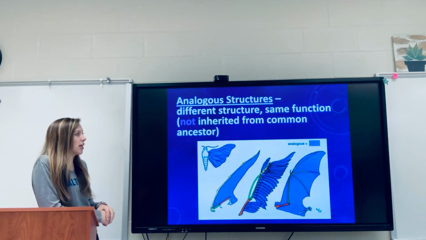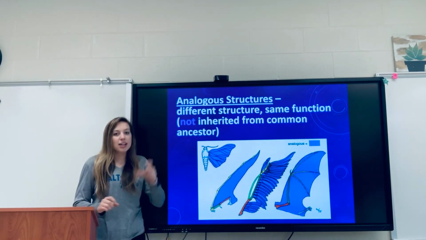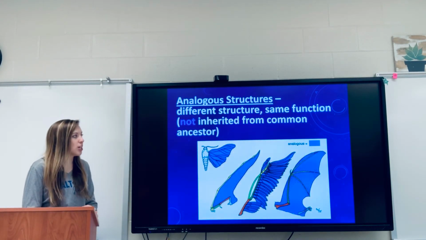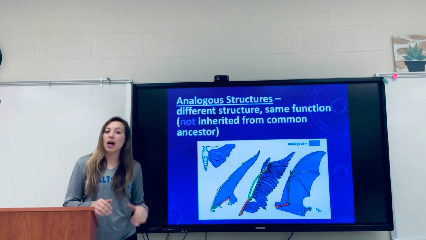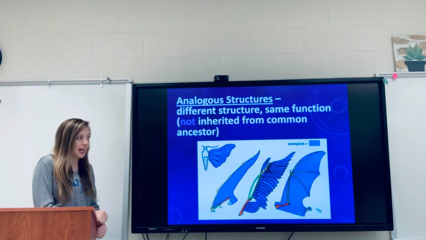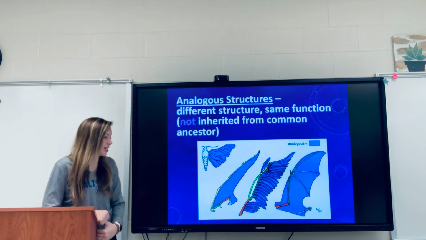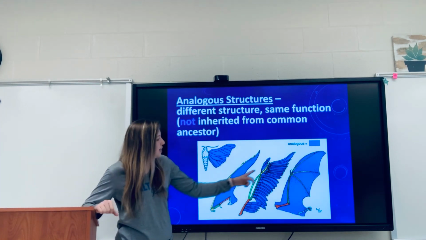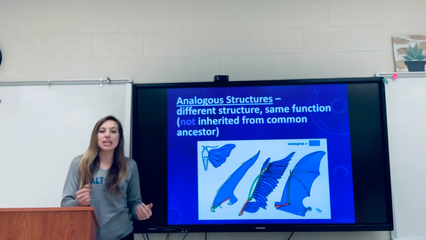Then we have our analogous structures. Ana, different, so different structure, same function. If they do not have the same structure, they are not inherited from a common ancestor. And so you can see here, we have a different structure, but they're all wings and they're all used to fly.